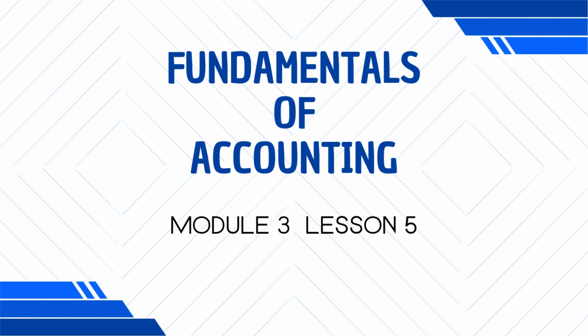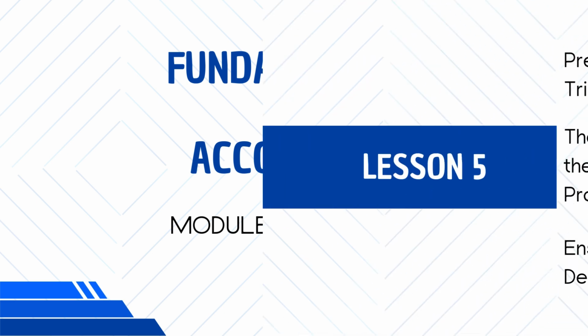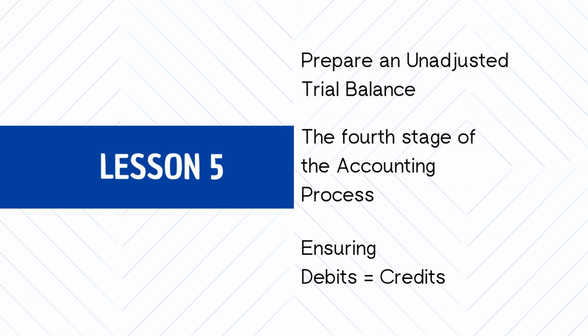Fundamentals of Accounting, Module 3, Lesson 5. Lesson 5: Prepare an unadjusted trial balance. The fourth stage of the accounting process, ensuring debits equal credits.